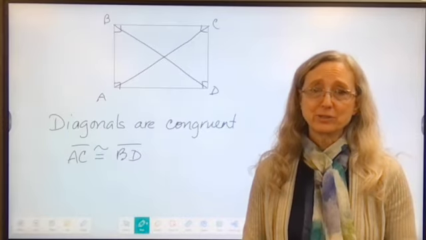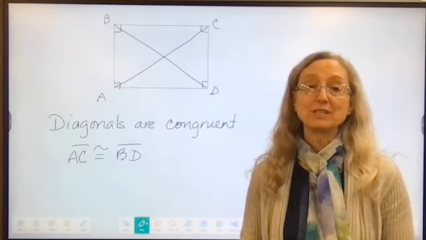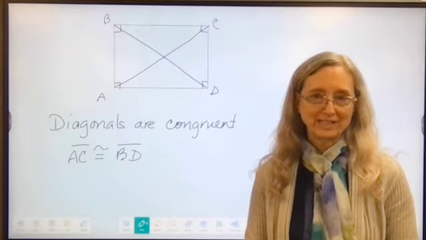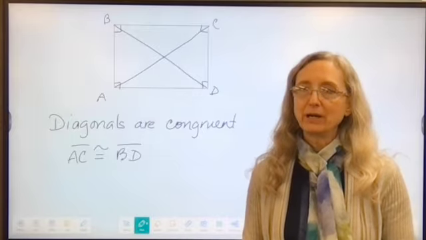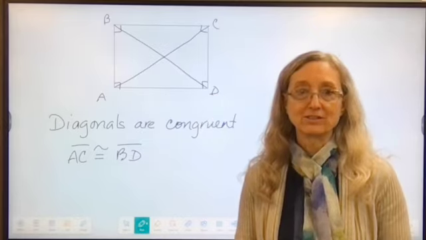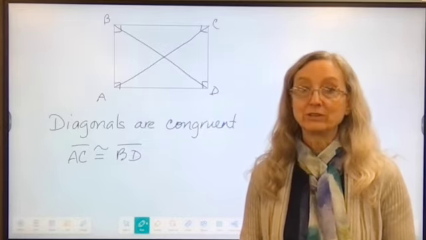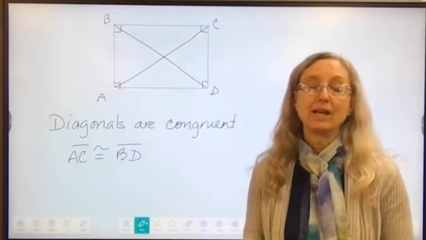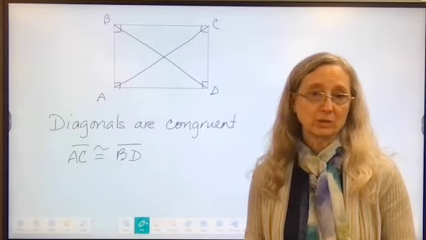So the first characteristic we're going to talk about is something that is unique and special about rectangles. If a parallelogram is a rectangle, so all four angles are right angles, then the diagonals will not only bisect each other, but also be congruent.